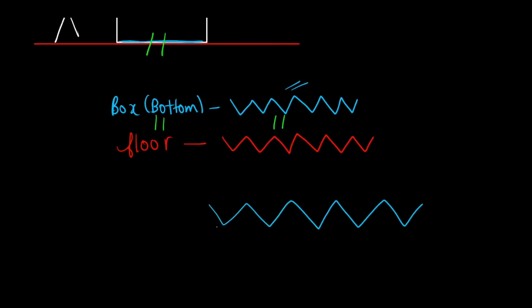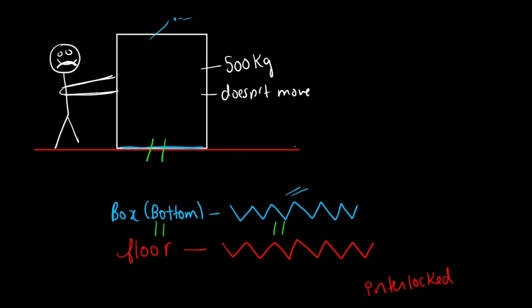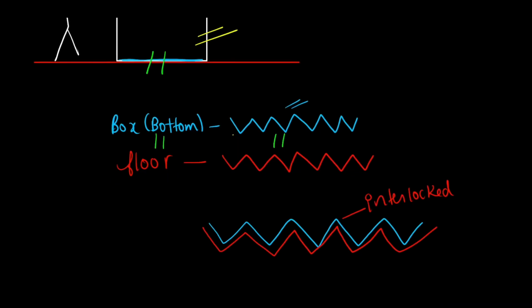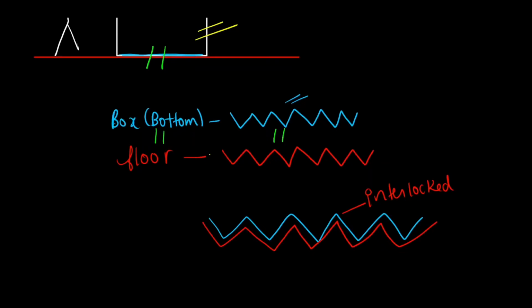The blue ones are the irregularities of the bottom of the box, and the red ones are the irregularities of the floor. So as you can see, the irregularities of the bottom of the box get interlocked within the irregularities of the floor. Now this is called interlocking of irregularities. Now there's one more thing you should see over here. Since the box is extremely heavy, the interlocking will be extremely strong. So the heavier the object, the stronger the interlocking.